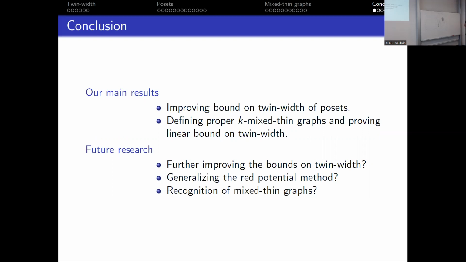And the question is whether this red potential method could be used somewhere else as well. Or, as I said, we would like to be able to recognize these mixed graphs so that we can find the twin width even without being given the representation.